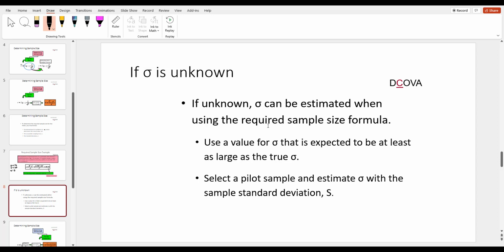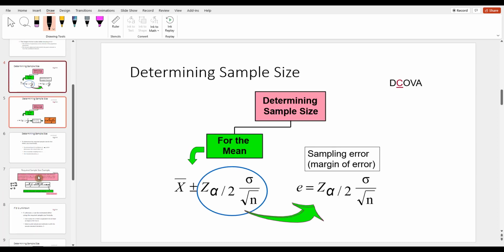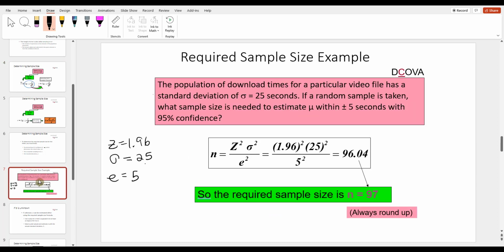If unknown, sigma can be estimated when using the required sample size formula. We can use a value for sigma that is expected to be at least as large as the true standard deviation. We can select a pilot sample and estimate sigma with the sample standard deviation of S. So I'm going to show you how you can calculate sample size using StatCrunch, and I also have a template for it.